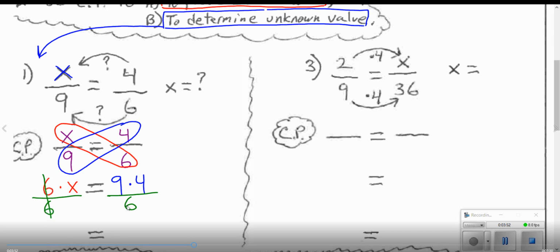Oh, but I have to do it to the other side. Remember, it's an equation. What you do to one side, you do to the other. This side is x, and this side, I can do some reducing, or I could just multiply straight across. 9 times 4 is 36, and then divided by 6. Well, 6 goes into 36 6 times. So that's our answer. The answer is 6. We determined it using cross products.